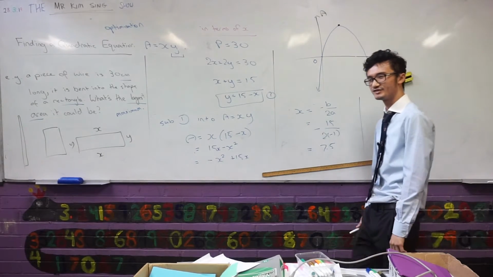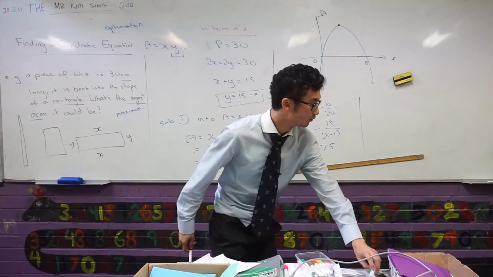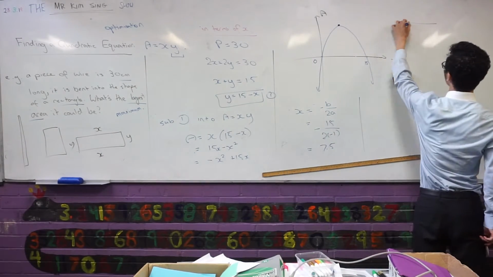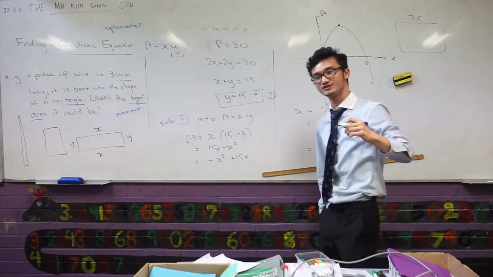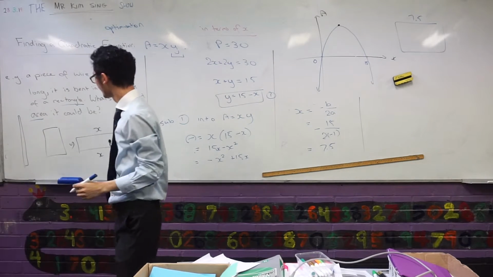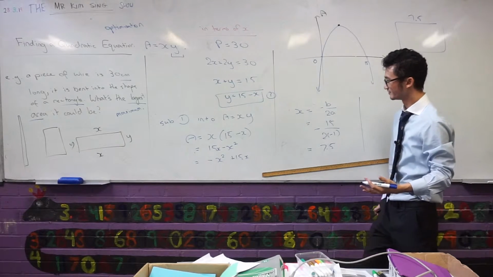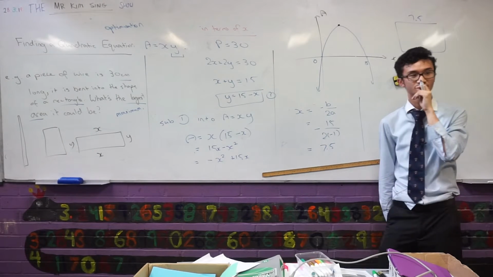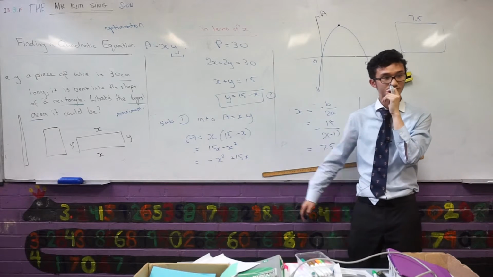So what's this saying? This is saying, well, if x is equal to 7.5, if the width of your rectangle is 7.5, that's when you're going to get the largest area for your rectangle. What is that area, though? Let's find it. How would I find that? Just sub 7.5 back into the quadratic equation to get what y equals.